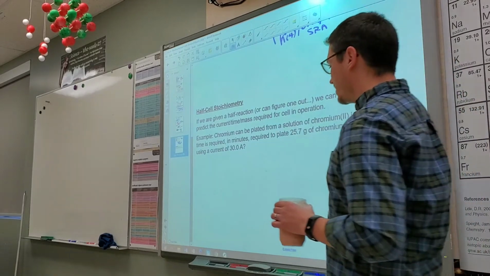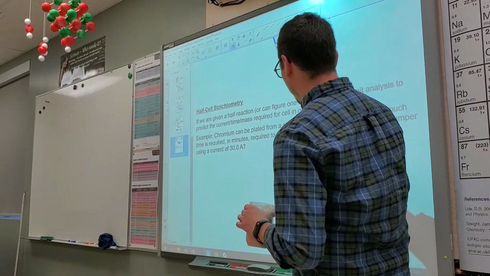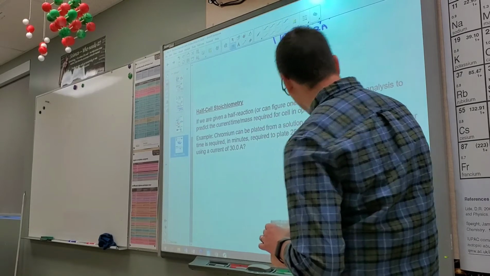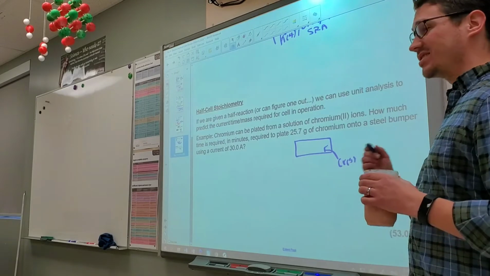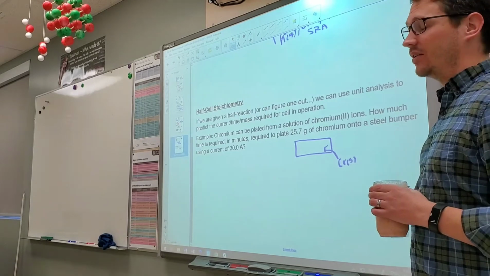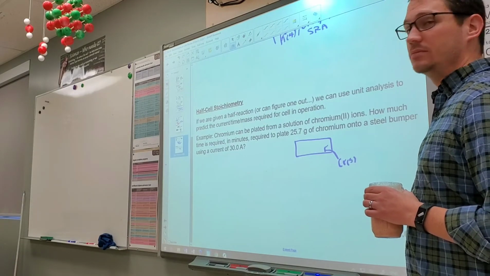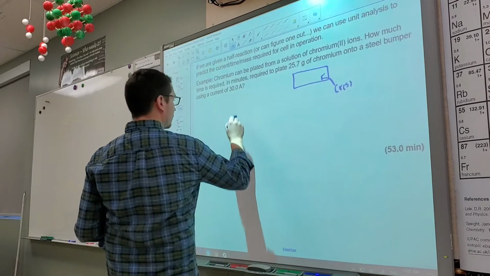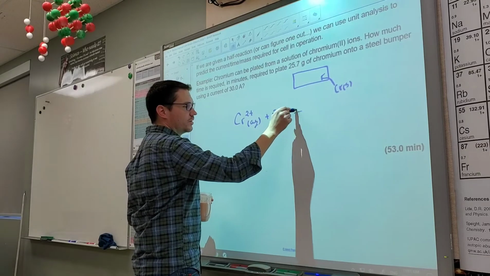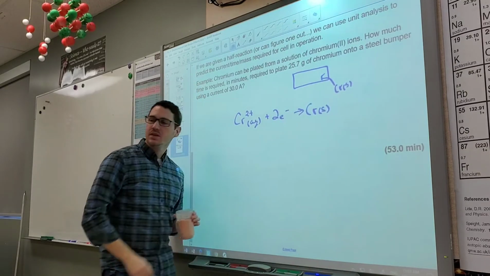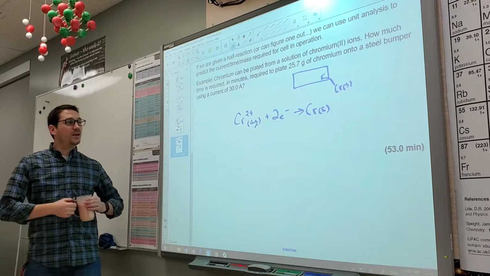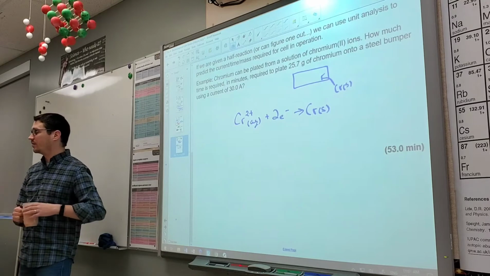So what's happening is we've got a bumper, a chunk of metal, and we want to plate onto here chromium solid. But it's not going to plate as chromium solid, it's chromium 2+ first. So is there a half reaction here that we can see? Chromium 2 plus aqueous plus 2 electrons turns into chromium solid. Chromium 2+ is gaining 2 electrons and turning into chromium solid. So what we want to know is how much time will be required for this.